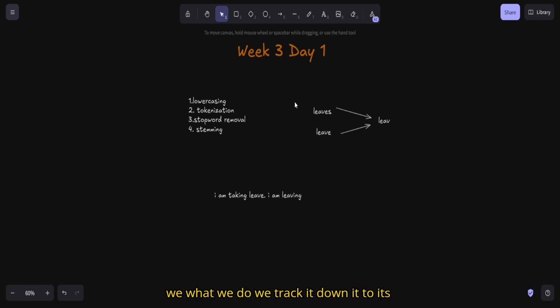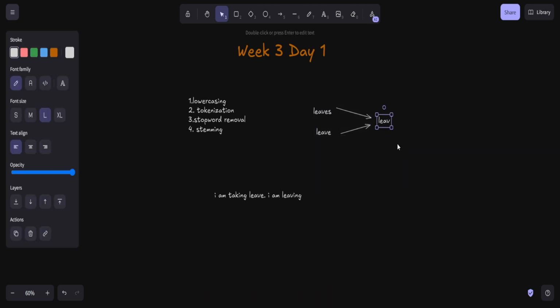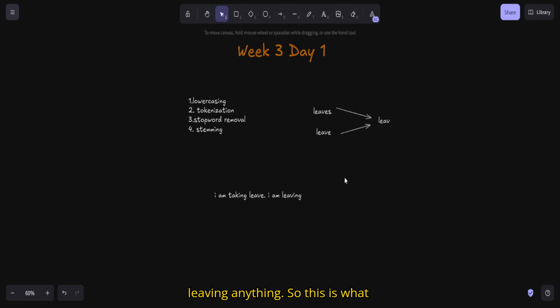So what we do, we track it down to its original origin word, that is leave, and we use the word leave in the place of leaves, or leave, or leaving, anything. So this is what we do. This is called stemming. Okay.